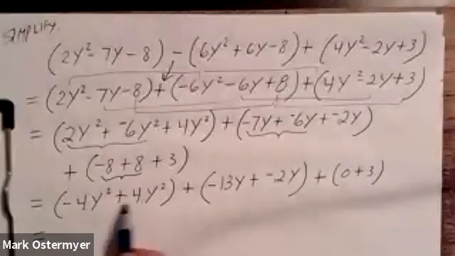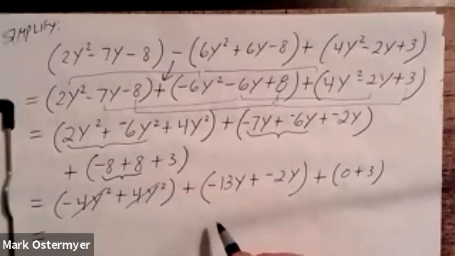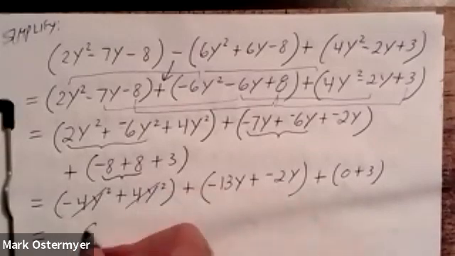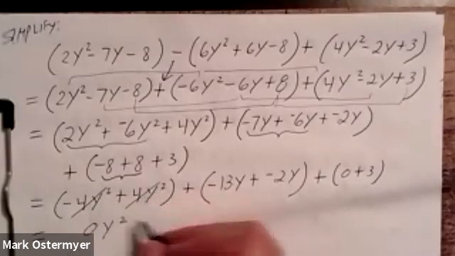Now, negative 4y squared plus 4y squared is 0y squared, which means the y squareds cancel out. They're gone. They add up technically to 0y squared, but 0 times anything is 0, so we don't normally write 0y squared. We just get rid of the y squareds. They're gone. We say they cancel out.